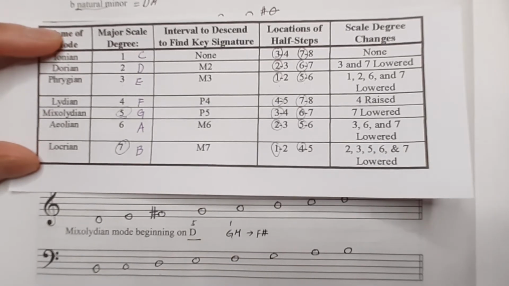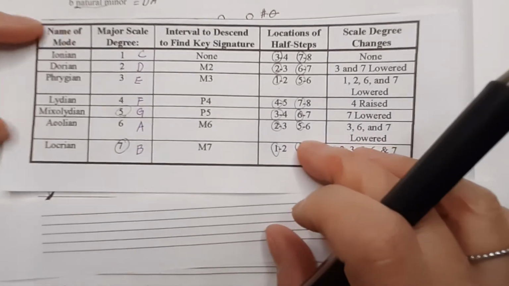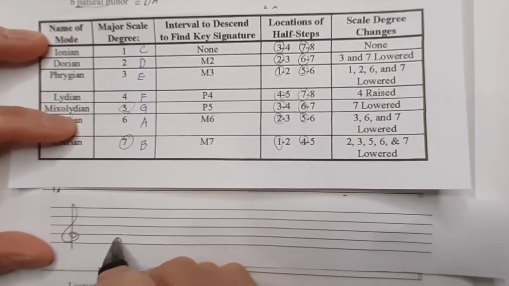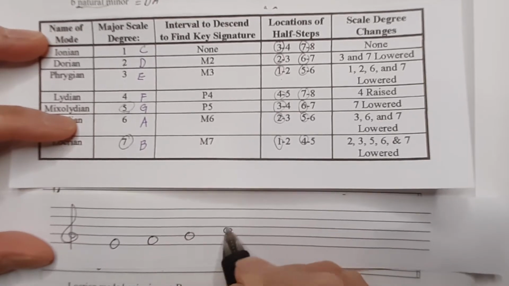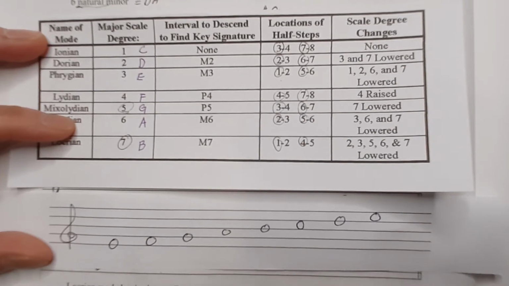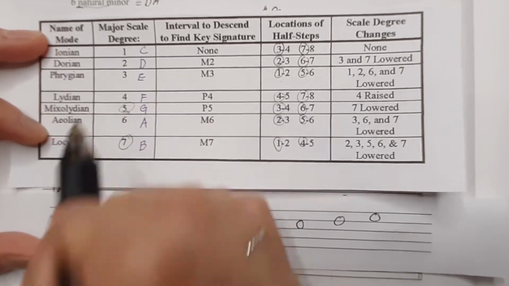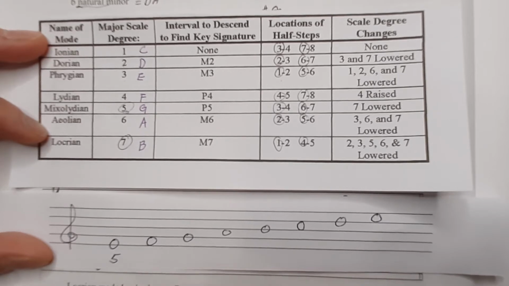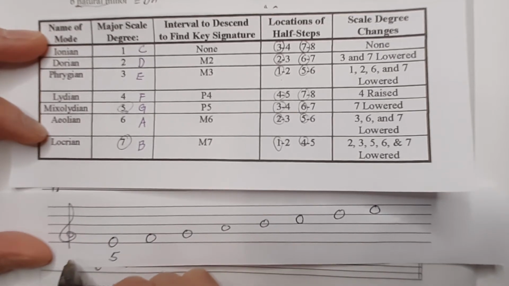Now, what if we do Mixolydian mode beginning on E? So you have E, F, G, A, B, C, D, E. As you know, Mixolydian means 5, right? So this is the 5th one. For E is the 5th one. Then what's the first one? E, D, C, B, A.